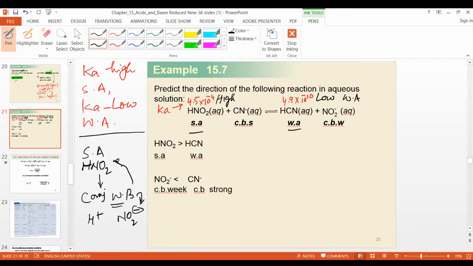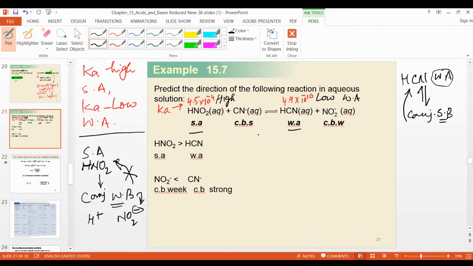This will not go back to HNO2 because this is a strong acid, right? HCN is a weak acid, so this is an equilibrium setup. Their conjugate is a strong base, right? Because this is weak. Correct. This is a weak acid, so its conjugate base is strong. If this is strong, then it will react and change back to HCN.